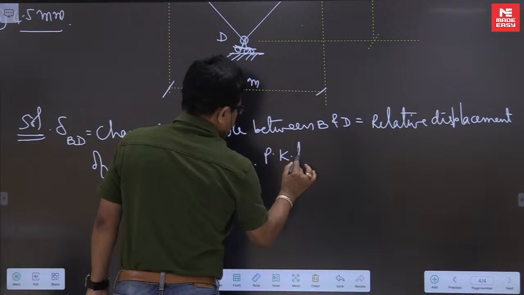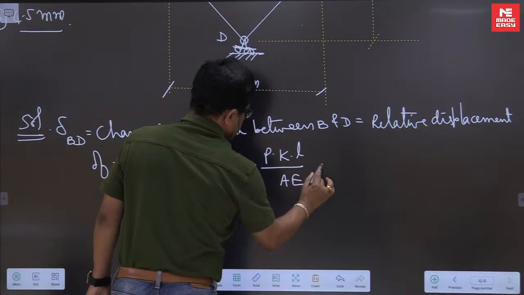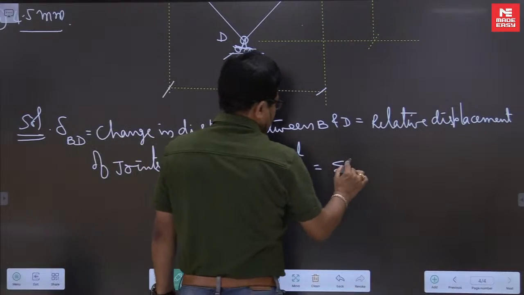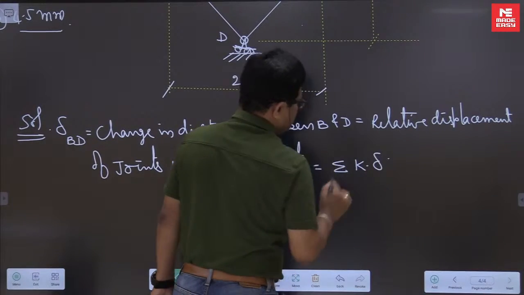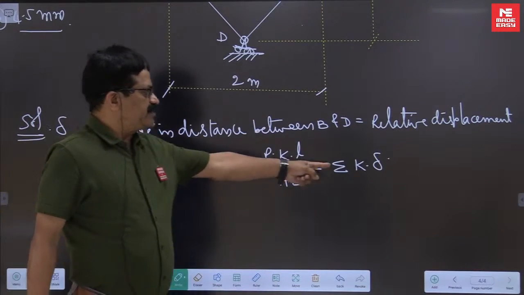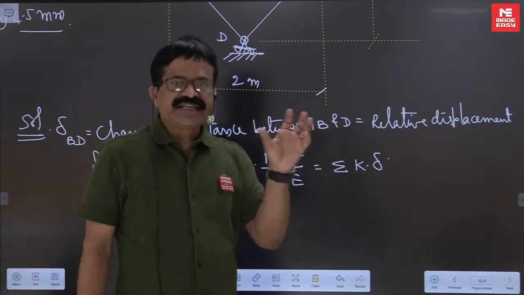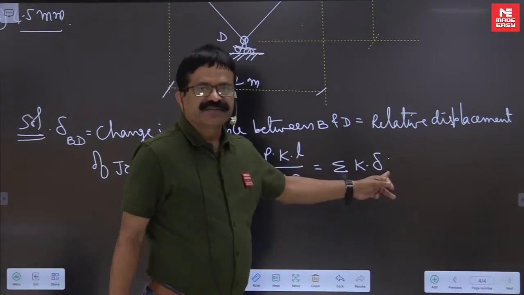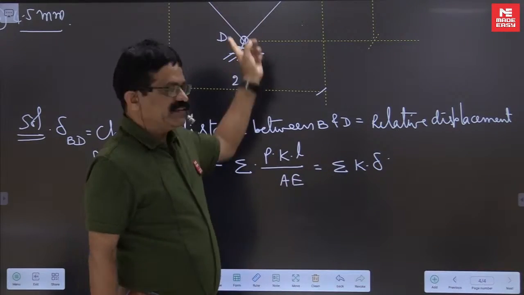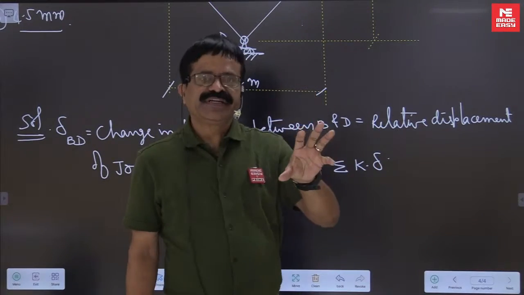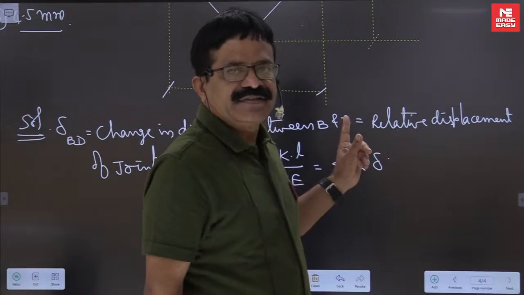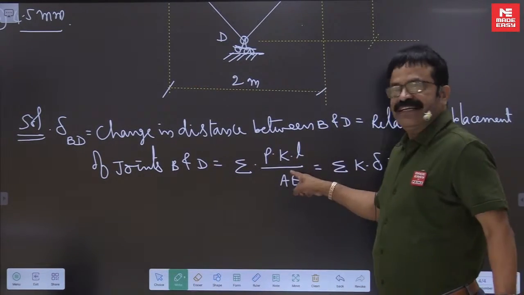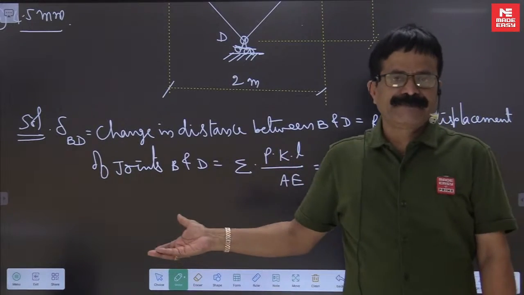The standard formula is sigma PKL by AE. To save time, we write PL by AE values, if given, times K, as delta. As per Castigliano's theorem 2, the cause of this delta does not matter. If loads are applied, we keep the PL by AE of each member in that expression. If loads are not there and temperature changes are given, PL by AE is replaced by alpha TL.